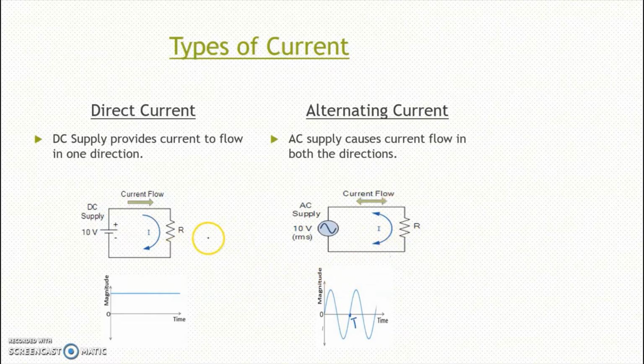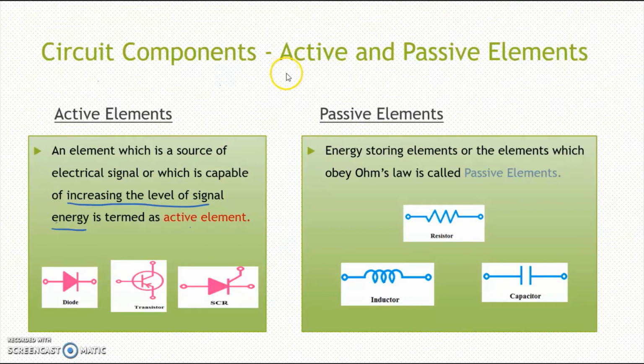Okay, so next we are going to study about the elements used in the circuits. Okay, coming to the concept of circuit components, what are active and passive elements? Let's see about these things in detail. So first, active element: an element which is a source of electrical signal or which is capable of increasing the level of signal energy is termed as active element.